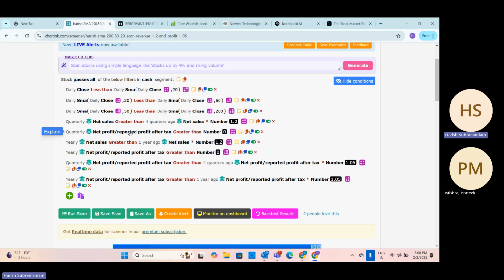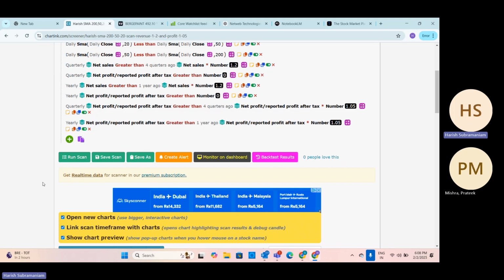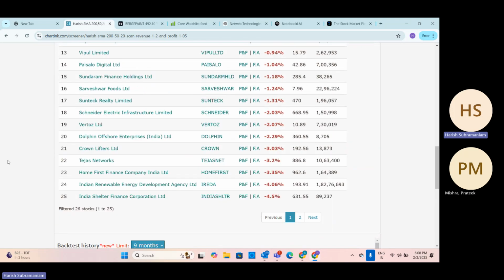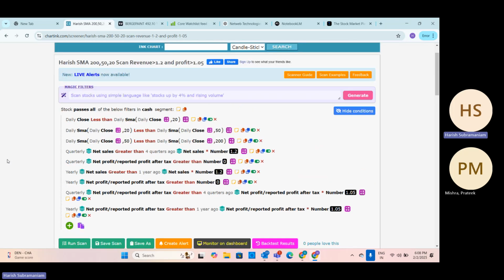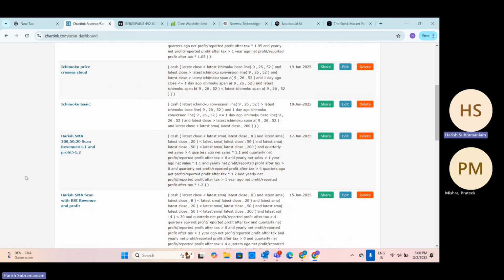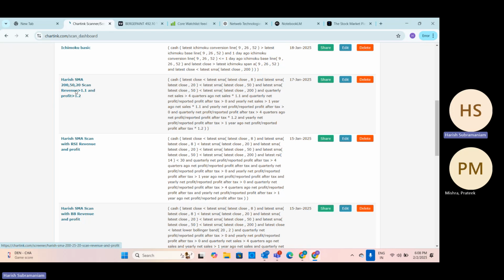So there are different tweaks that we can do here. We have said the revenue is growing very fast, even if the profitability is not growing so fast. And then we can run this scan, and we can see there are some 26 stocks. And then there's a slightly different tweak over here that you can see.